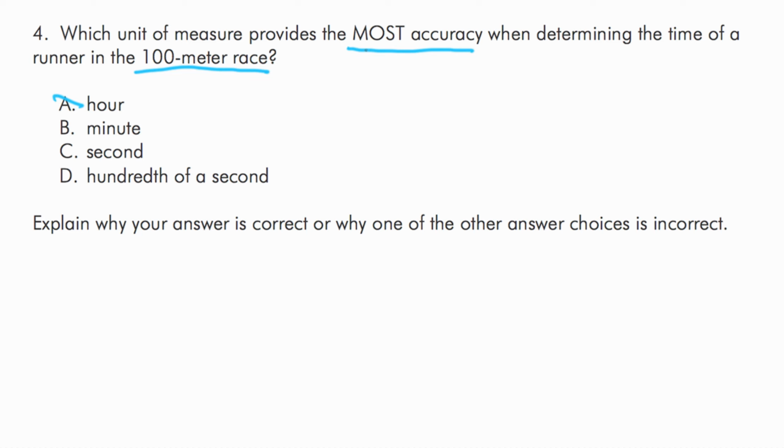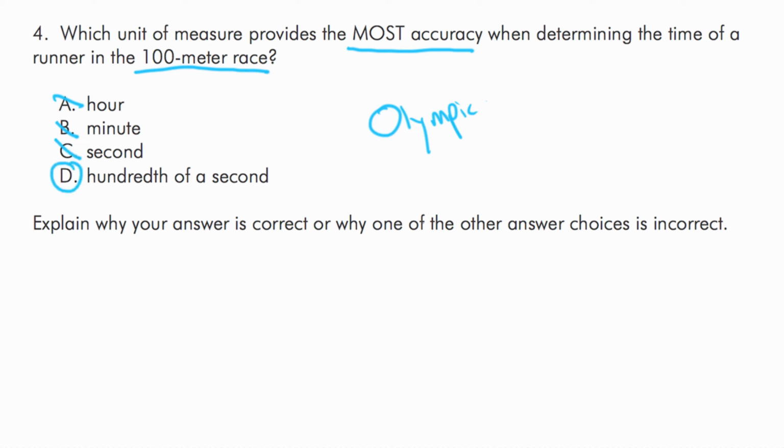Second, 100. Oh, well, you know what? I'm not going to choose minutes. The reason I'm not going to choose minutes is if you're super fast, you could get it done in under a minute maybe. But I want the most accuracy. So if I'm talking about Olympic runners, they're the ones who are going to be so fast that they're so close together. If I'm measuring down to the second, I'm probably not going to be accurate. My answer would be D, 100th of a second.